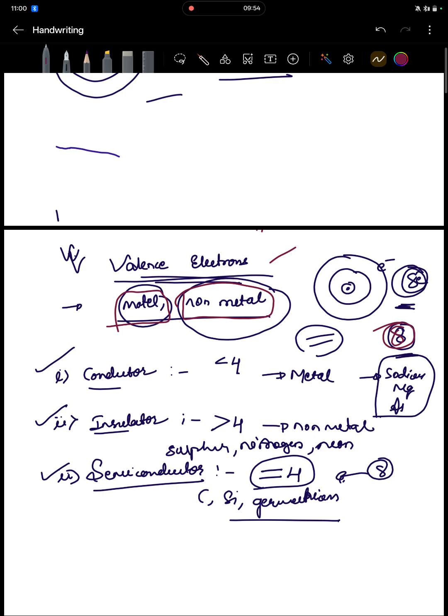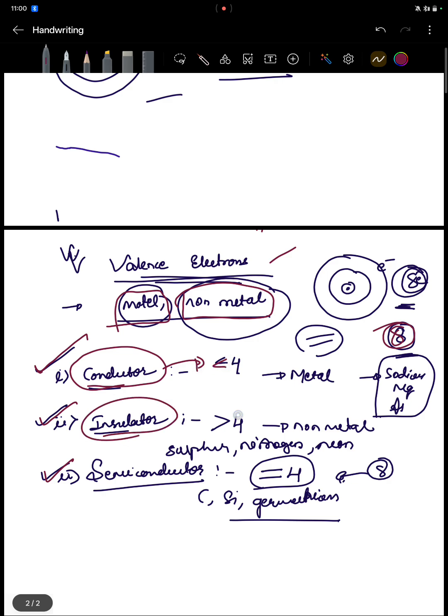The valence electrons are nothing but the electrons in the outermost orbit of an atom. Based on this, we can distinguish the material as a conductor, insulator, and semiconductor. Conductors have valence electrons less than 4. Insulators have valence electrons more than 4, and semiconductors have exactly half of the total number of outermost orbit electrons. So this is about today's class.